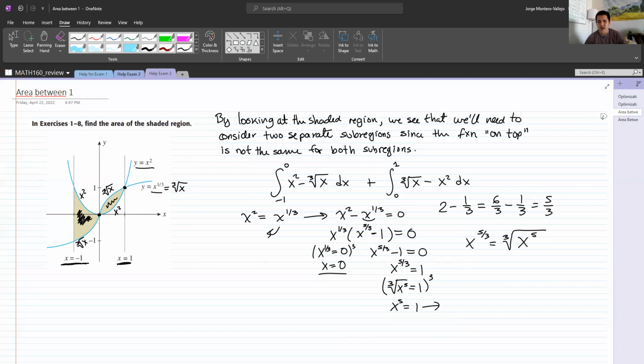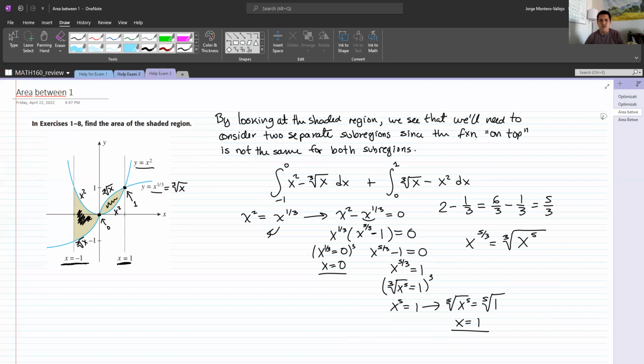To get rid of the power 5, you need to take the 5th root, but then this cancels each other out, and the 5th root of 1 is just 1. And so you get this other one: x is equal to 0 and x is equal to 1. And these two match what you have here on the picture, 0 and 1, the x components of those 2 points. So this is how you would have done it if you were not able to see the image.